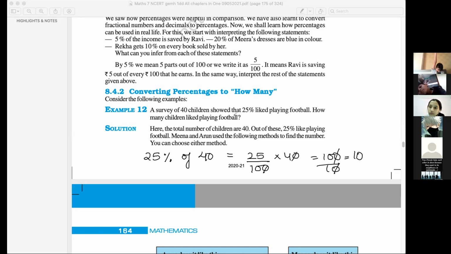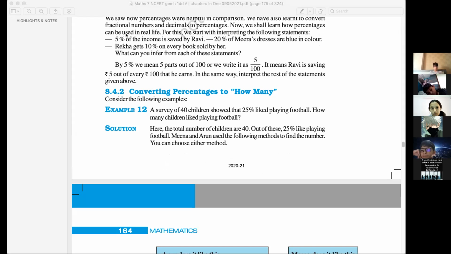Okay, is it clear? But I did not understand why we did 25 upon 100 when it was 40 children. Percent, when you are removing percent, you have to write the 100. What is 25% of 40? 100 is not the total number of children in the class. There are 40 children.